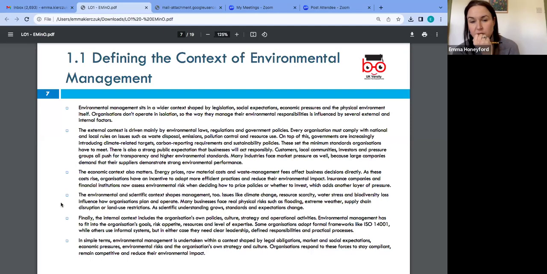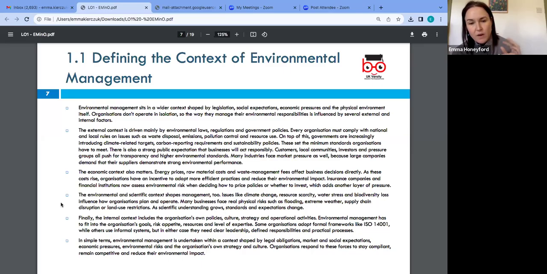Many businesses face real physical risks now, such as flooding, which you've spoken about, extreme weather, supply chain disruption, and land use restrictions. So the science is important, especially so we can develop particular standards for organisations as well. And then we have finally the internal context. So this is the internal context within an organisation. So this may be its own policies, culture, strategy, and operational activities.